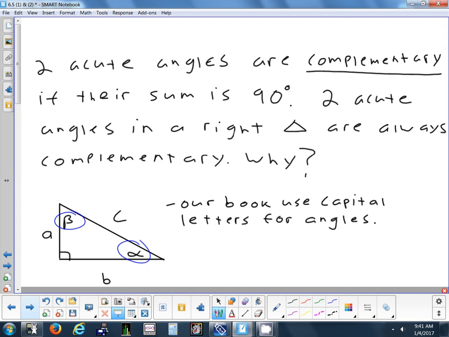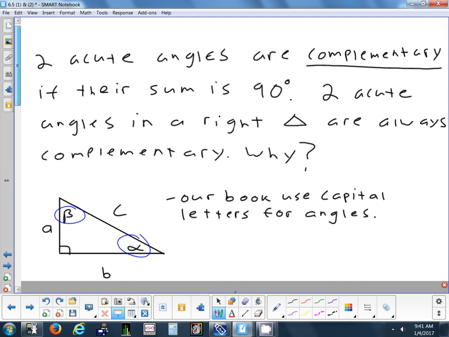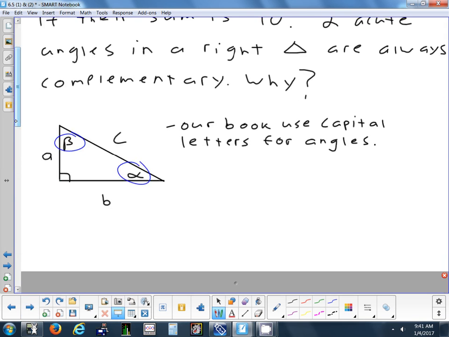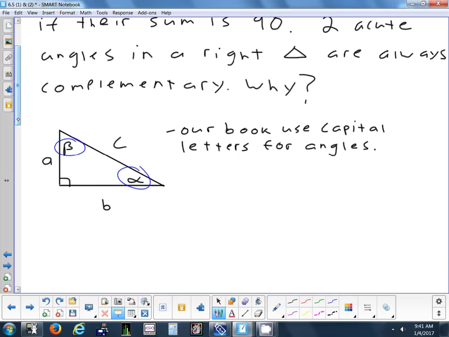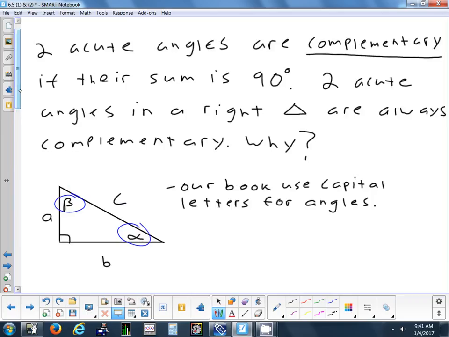Yep. Because you have one angle that's already 90 and all the angles have to add up to 180, so that means you have 90 left over. Yeah, exactly. Did everybody get that? All right. So that's the answer why.